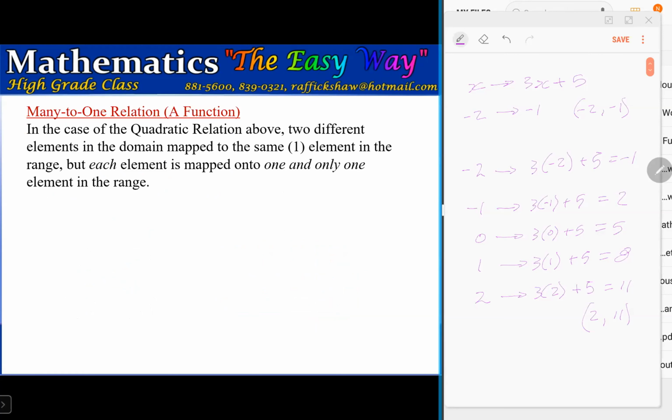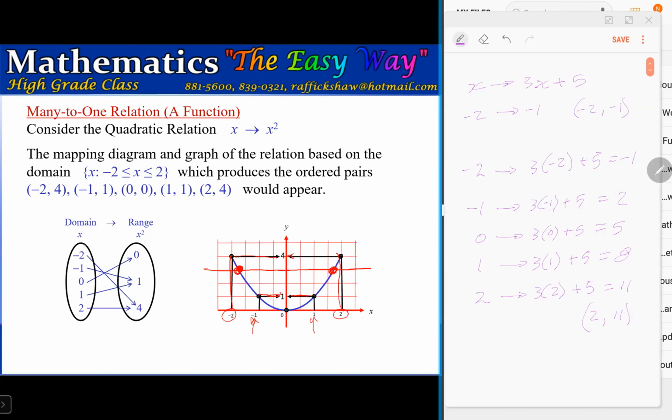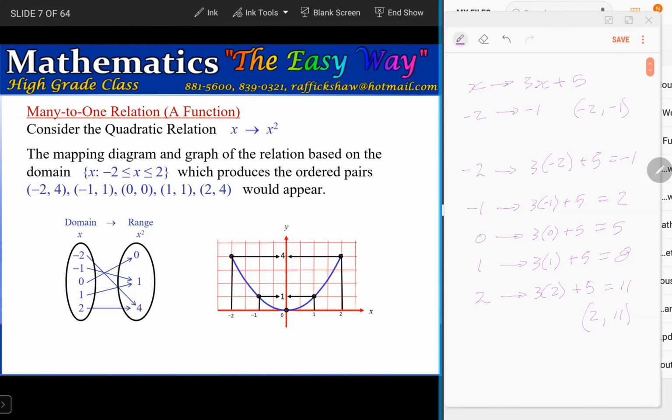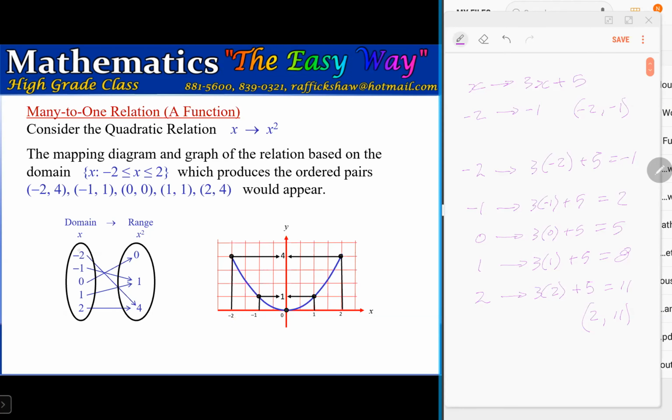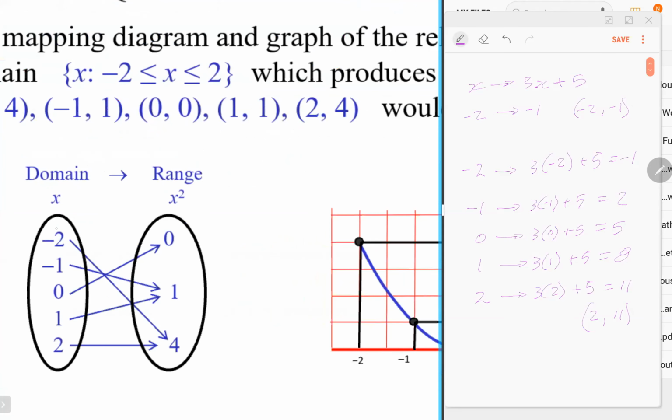So in this case of the quadratic relation, 2 different elements in the domain map to the same 1 element in the range, but each element is mapping only 1 still. So let's look back at that. If you look over here, why is this a function? Because each element is mapping only 1 time. This one has 1 arrow alone coming off it. This one has 1 arrow alone coming off it. This has 1 arrow alone coming off it. This has 1 arrow alone coming off it. And this has 1 arrow alone coming off it. And there are no free elements in there. That is why it is a function.